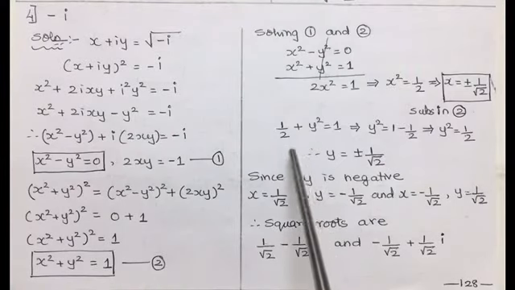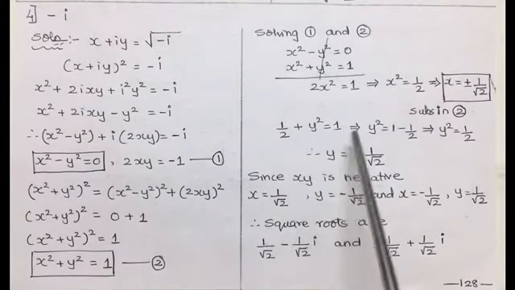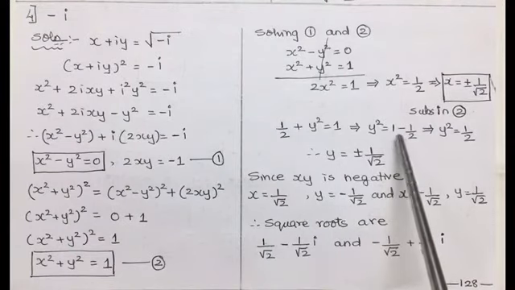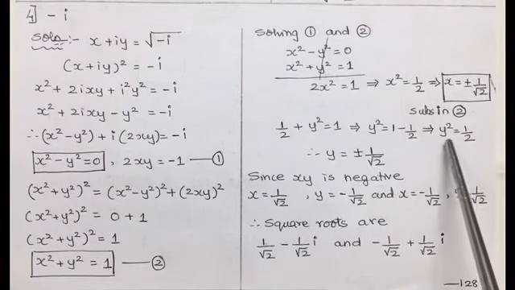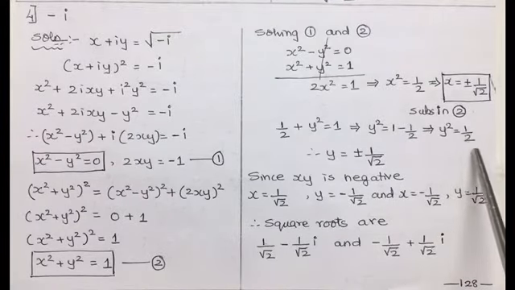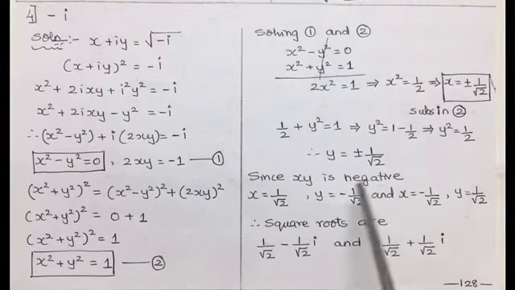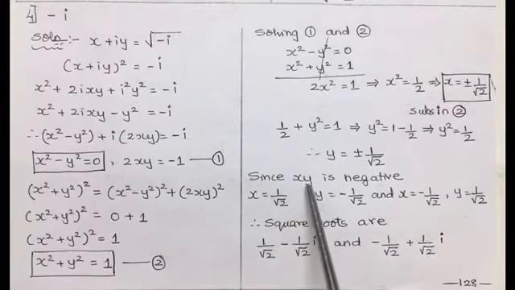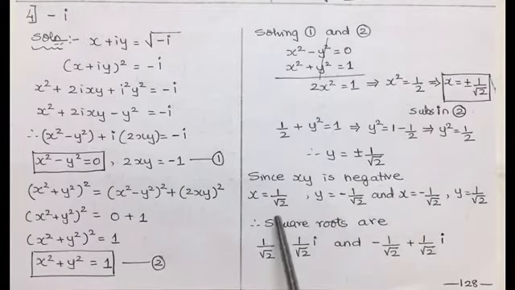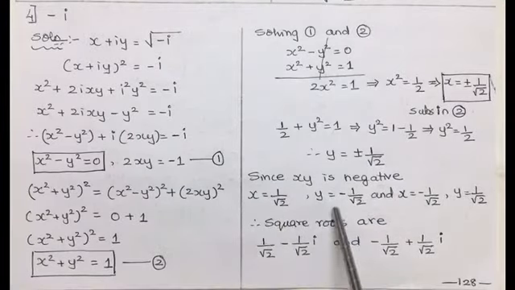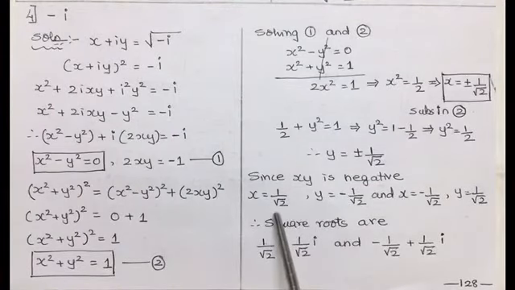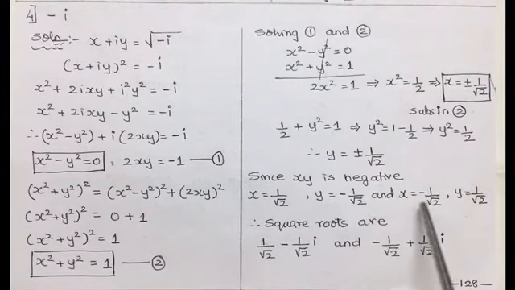We get 1 by 2 plus y square is equal to 1. Y square is equal to 1 minus 1 by 2. Taking the LCM, we will get y square is equal to half, and y value is plus or minus 1 by root 2. Now since the product xy is negative, when we take the combination of x and y, it will be always in the opposite sign.